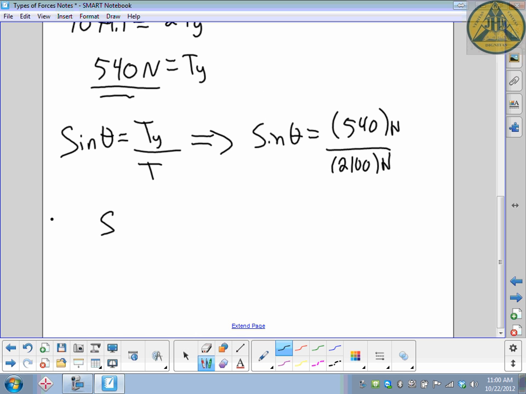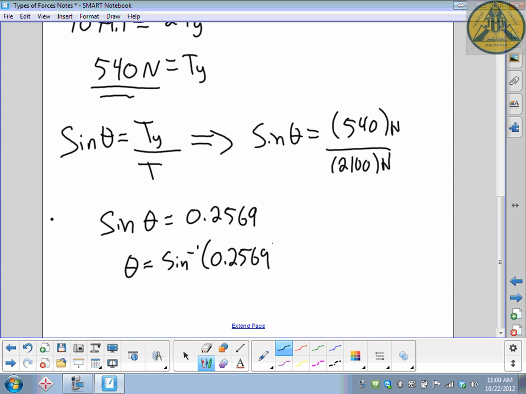So the sine of the angle works out to be 540 divided by 2100, which is 0.2569. When you're finding angles, make sure you always keep at least 4 decimal places. So the angle is going to be the inverse sine of that, or the arc sine, depending on what they're teaching you down the hall. And that works out to be about 15 degrees.